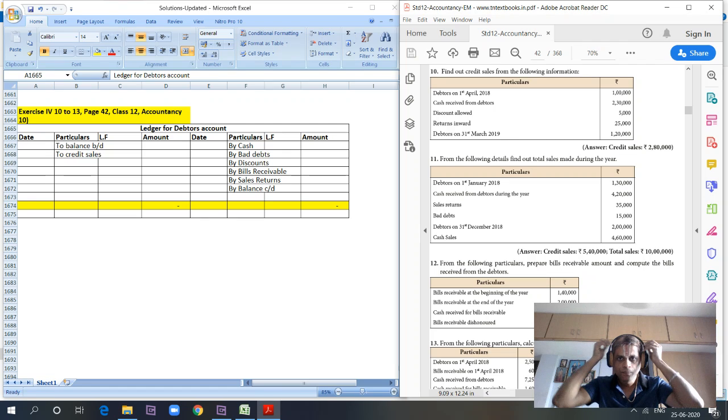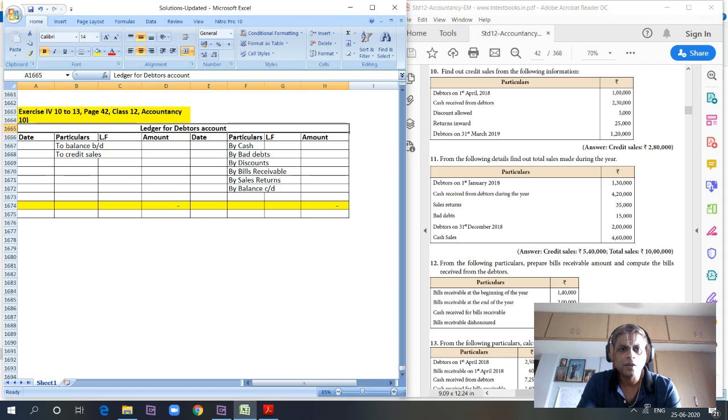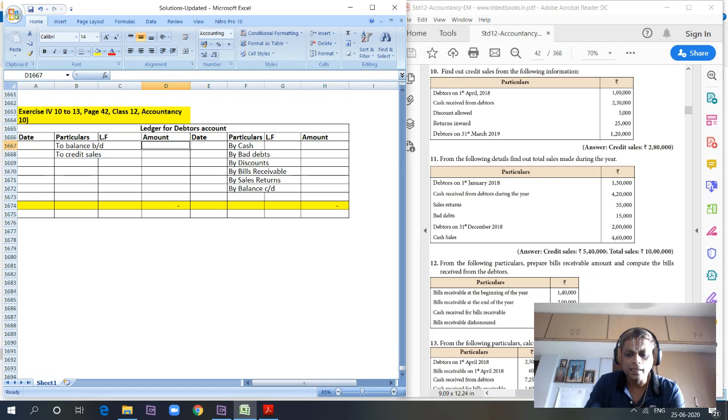So, find out credit sales for the following transactions. I've just copied the format here for easy reference. The ledger, basically how we have to prepare the ledger. So let's take data as on 1st April 2018. Balance brought down as on April 2018, 1 lakh. We have cash received from debtors 2,30,000.